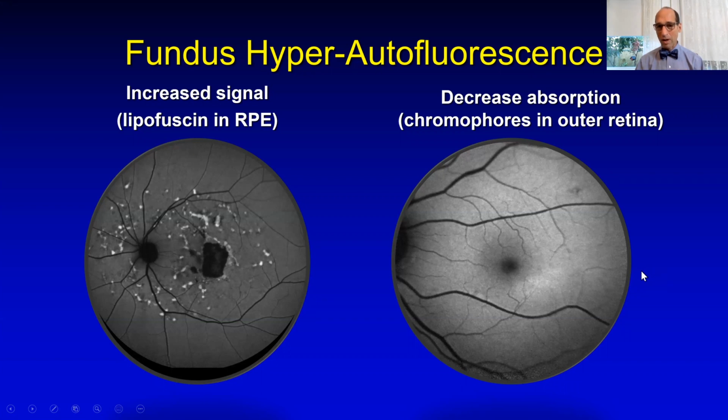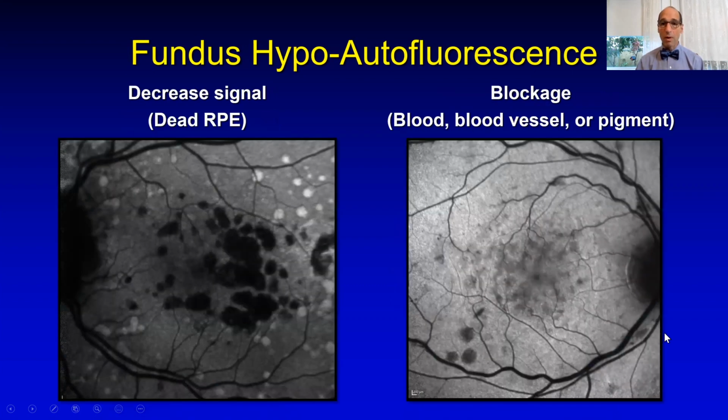So when you look at a hyperautofluorescence image, as far as I know, there are two things that cause it to hyperautofluoresce: increased signal or decreased absorption of your autofluorescence. And then the same is true of hypoautofluorescence. There are two main things. It's either decreased signal or blockage.